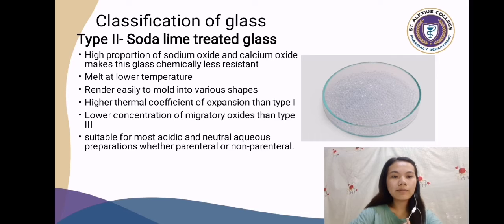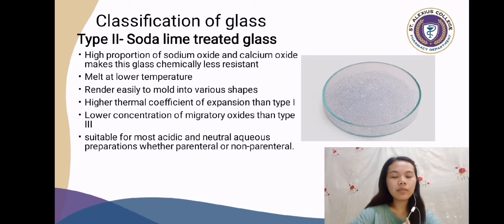These are soda lime treated glass. So this type of glass is treated with sulfur to the internal surface of the glass, which reduces ion exchange, making this category suitable for solutions administered intravenously. So high proportion of sodium oxide and calcium oxide makes this glass chemically less resistant. It melts at lower temperature and renders easily to mold into various shapes. So type 2 glass has lower melting point when compared to type 1 glass, so it is easier to mold.